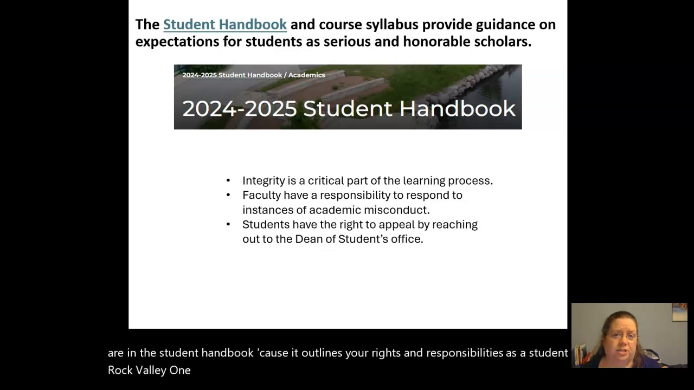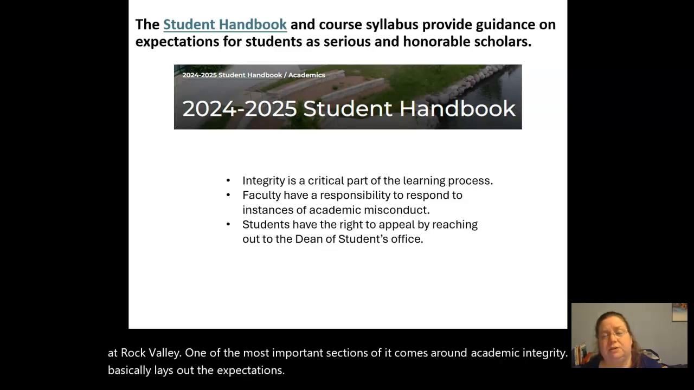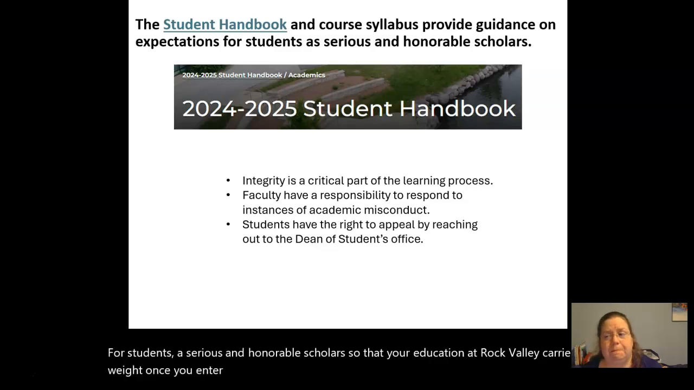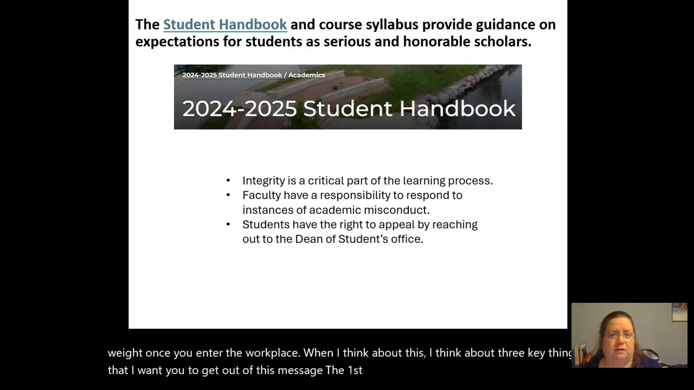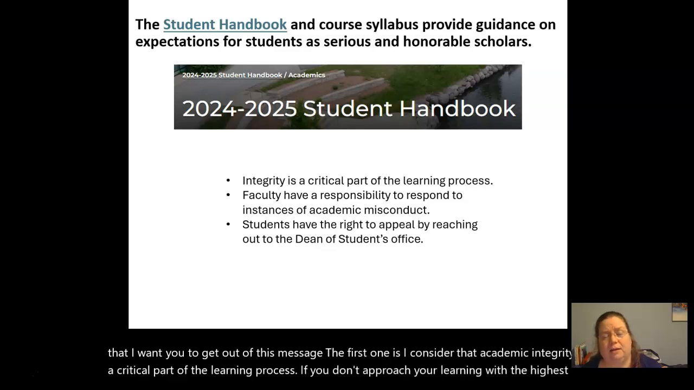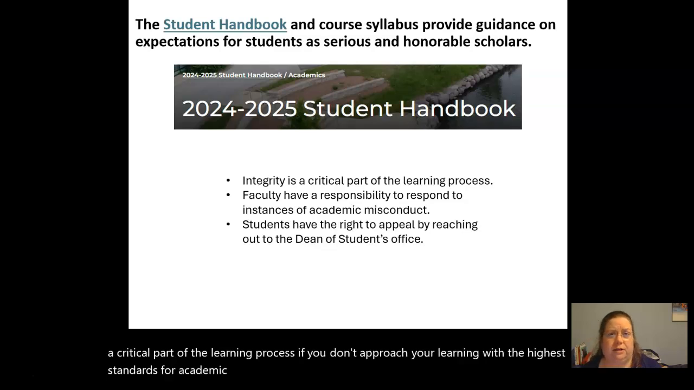One of the most important sections of it comes around academic integrity. It basically lays out the expectations for students as serious and honorable scholars so that your education at Rock Valley carries weight once you enter the workplace. When I think about this, I think about 3 key things that I want you to get out of this message. The first one is I consider that academic integrity is a critical part of the learning process. If you don't approach your learning with the highest standards for academic integrity, then you're putting your entire education at risk.